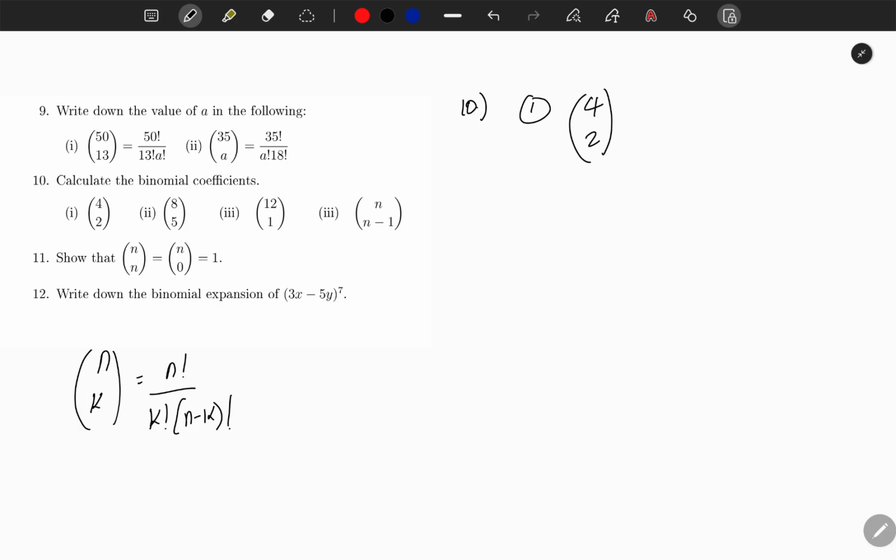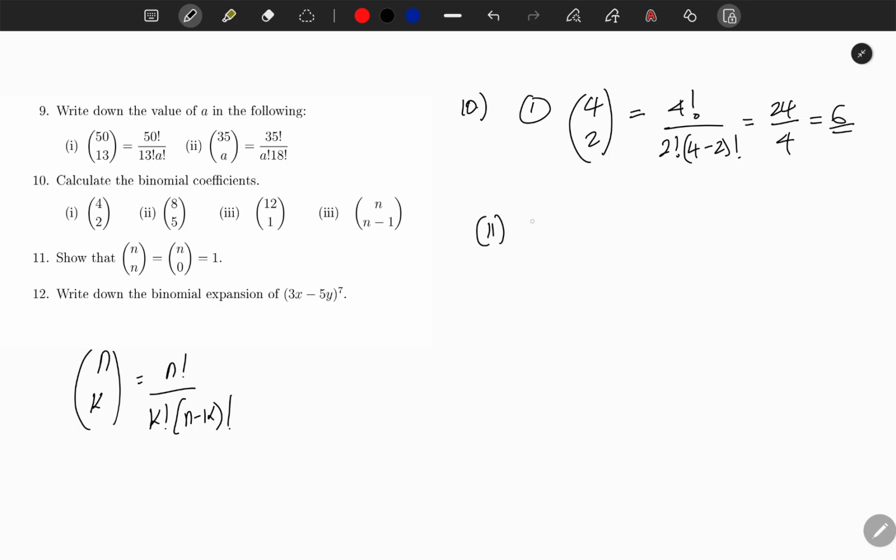We do the same here. We rewrite. It will be 4 factorial over 2 factorial, then 4 minus 2 factorial, which will give us 24 here, and here we've got 2 factorial times 2 factorial, which is just 4, which will give us 6.